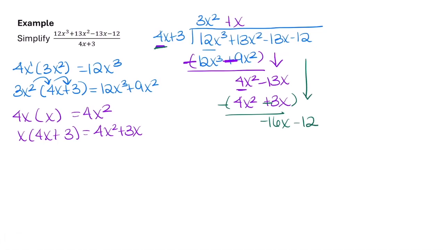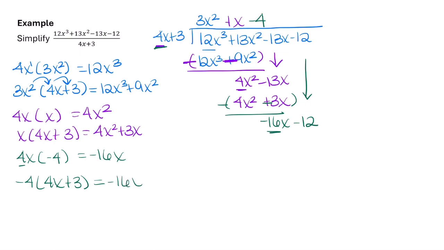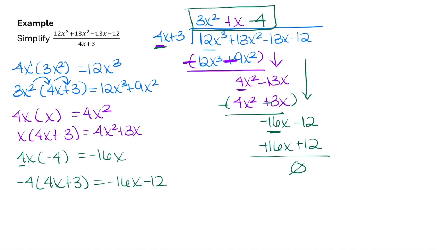And then I ask myself, 4x times what is equal to negative 16x? Well, 4 times negative 4 equals negative 16. And then x is already on both sides, so I don't need to multiply by an x. So I have minus 4. And then I do minus 4 times 4x plus 3. And when I distribute that, I get minus 16x minus 12. And so you can see here, when I subtract minus 16x minus 12, I'm just going to get a remainder of 0. So my final answer is 3x squared plus x minus 4.